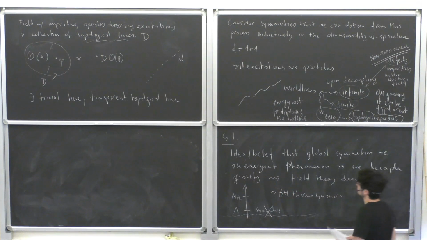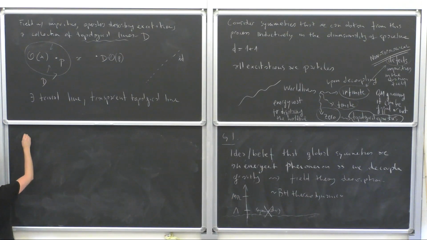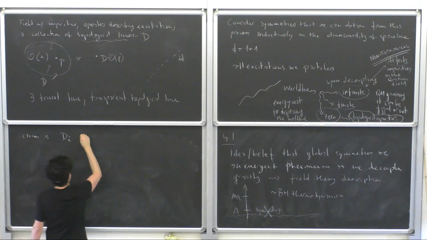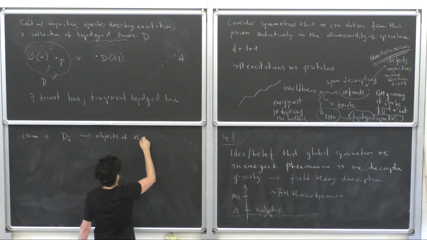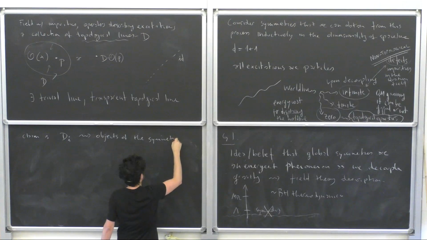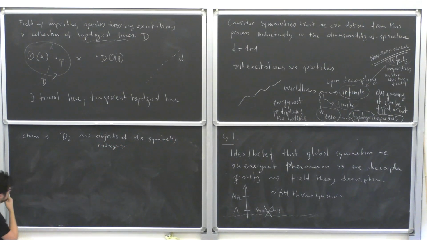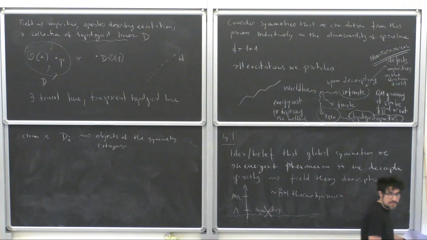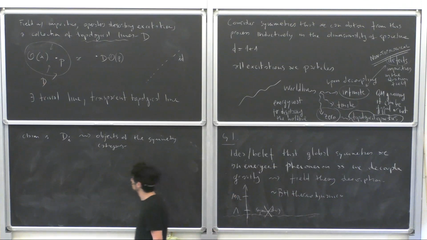And in particular, the claim is that these lines will become the objects of the symmetry category. But what are the morphisms? I told you, a category is just a collection of objects and a collection of maps between them. This is how we want to think about it for the time being.